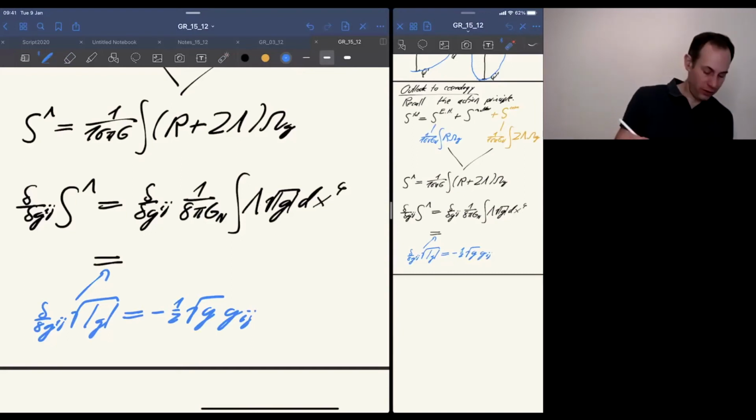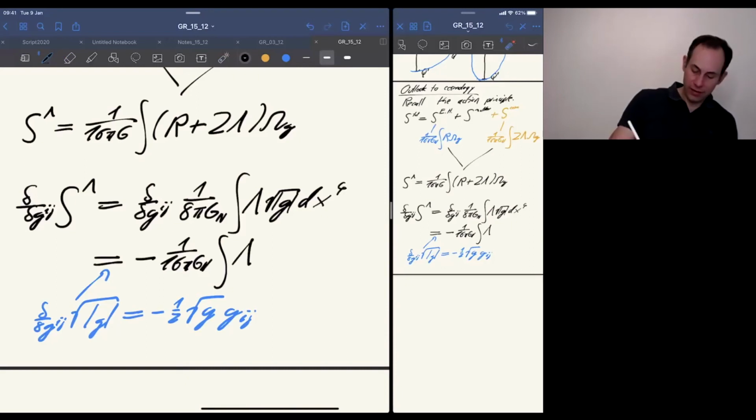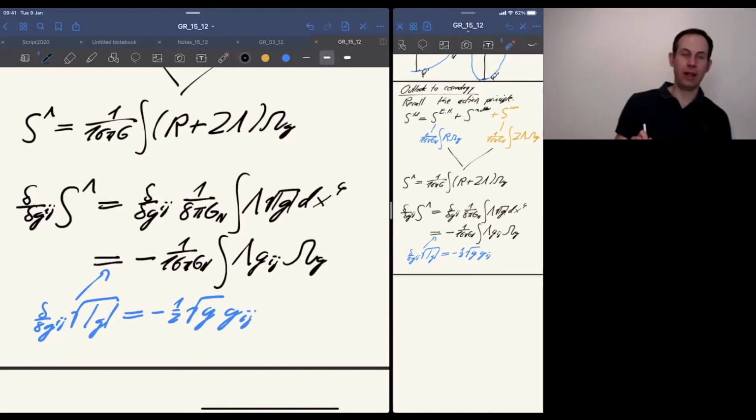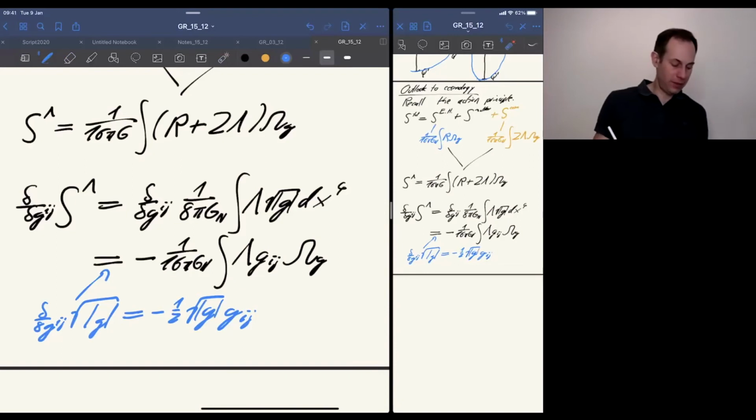So if I put that into the equation again, the minus is here, and then I get a 1/16 pi G Newton. And I still have the integration, the constant remains. I have now a Gij, and then I can again write, it's just the volume form. That's what this square root of the metric means times d4x.